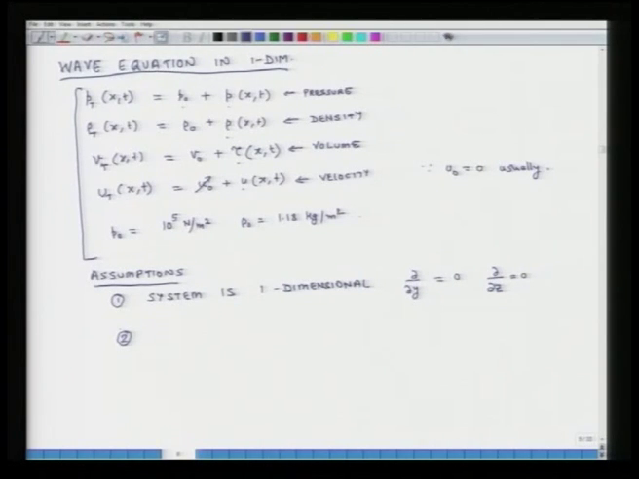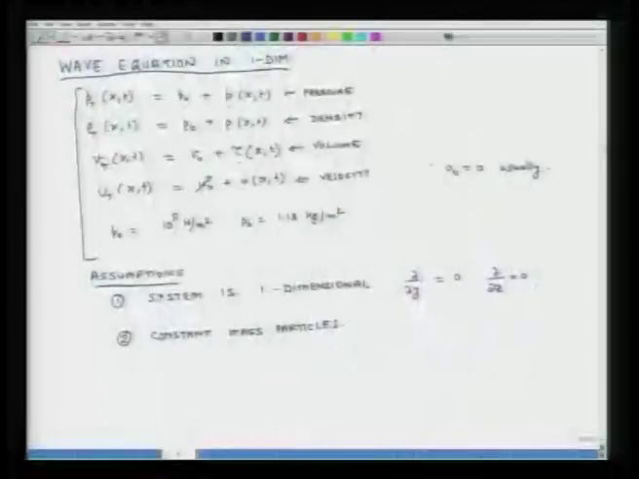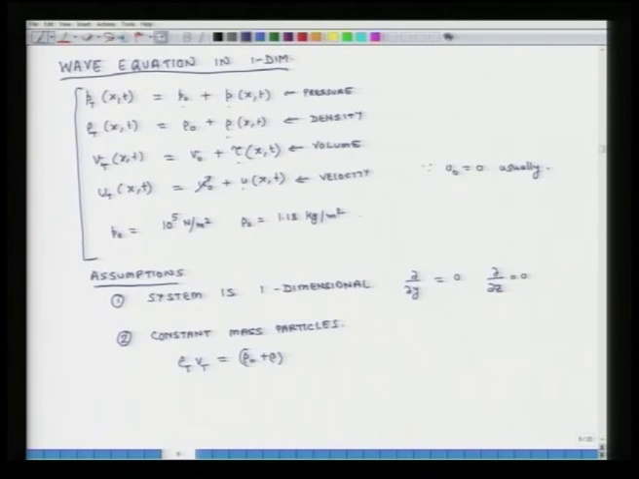Second assumption I am going to make is that I have constant mass particles. So I have a piece of air which has initial mass. Its mass is not changing as it moves through the system. So essentially what that means is rho_t V_t is the same as (rho naught plus rho) times (V naught plus tau), and that is the same as rho naught V naught plus incremental terms, and that is equal to rho naught V naught. So these are the two key assumptions, and we will also talk a little bit more about some other assumptions in the next class, but this is how I am going to frame my problem.